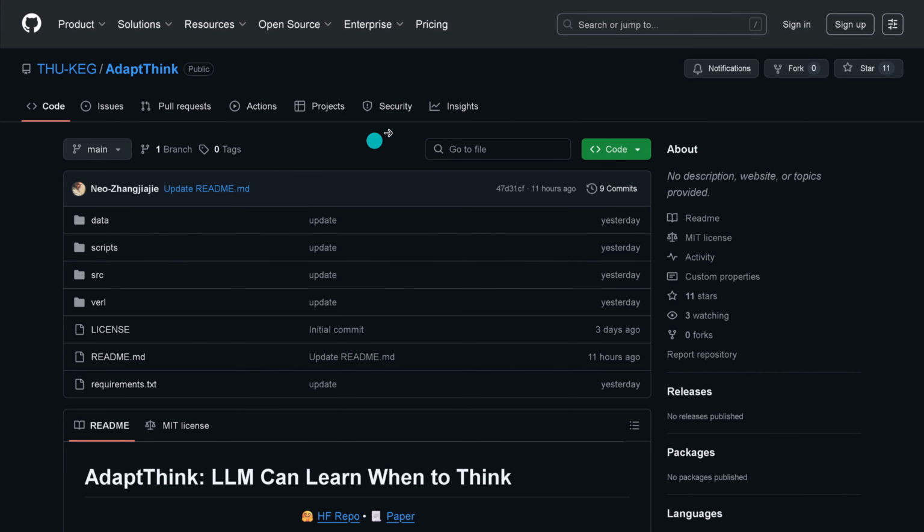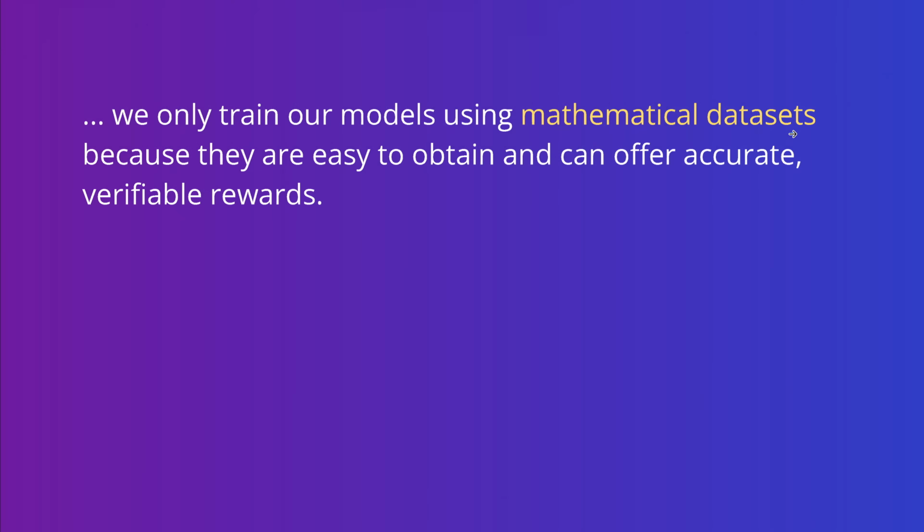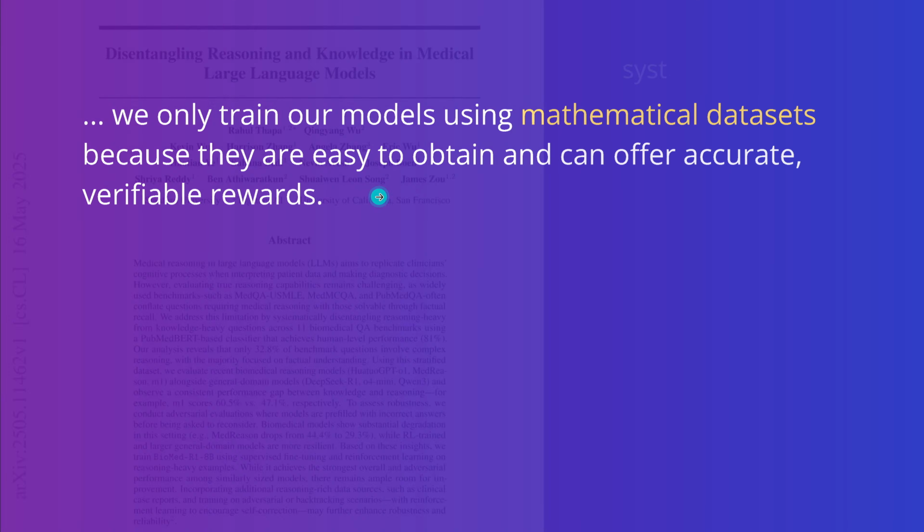Now, as I told you, we have a GitHub repo, just done yesterday, 11 hours ago, with a README. You have everything available, and it's an MIT license. Go and have fun. But notice that there's a limitation, because they only train the model using the mathematical dataset, because they need easy verification, was the answer accurate, and we have to have a verifiable reward structure for our reward models.